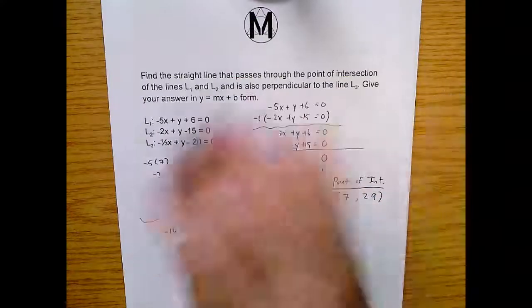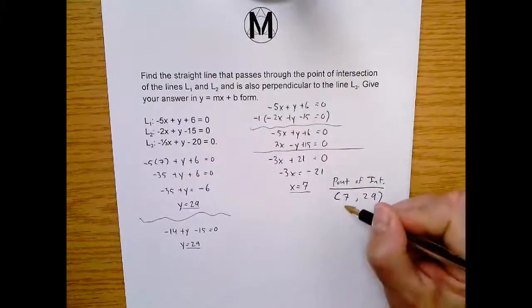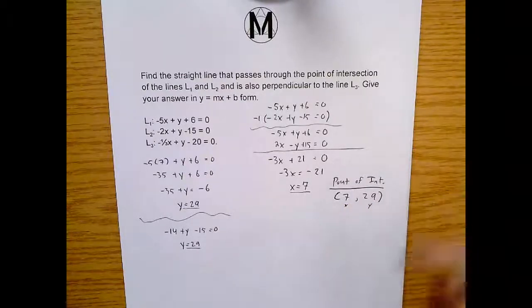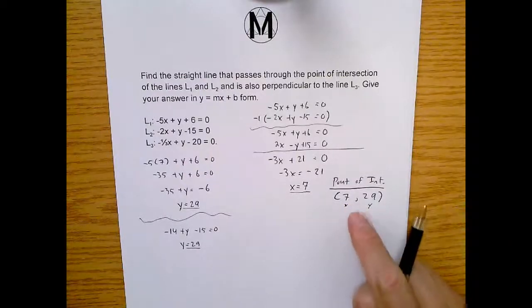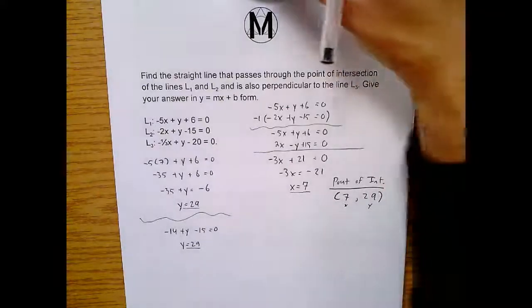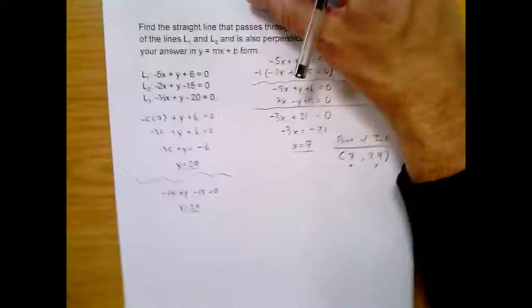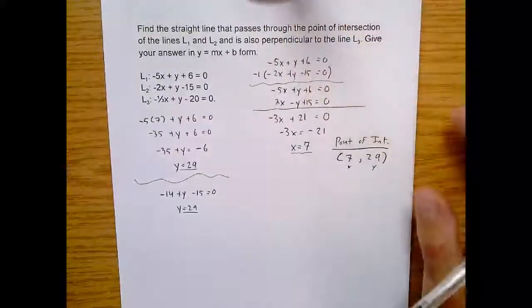So we know that the line we're going to make, whatever it is, is going to pass through this point. And this is the x-coordinate, and this is the y-coordinate. And that's going to be really important for us later on. The next part says, there's another rule. The other rule is that your line needs to be perpendicular to line 3. Okay, it has to be perpendicular to line 3.